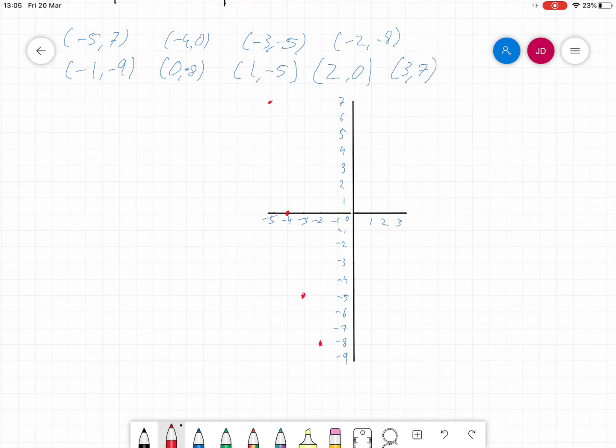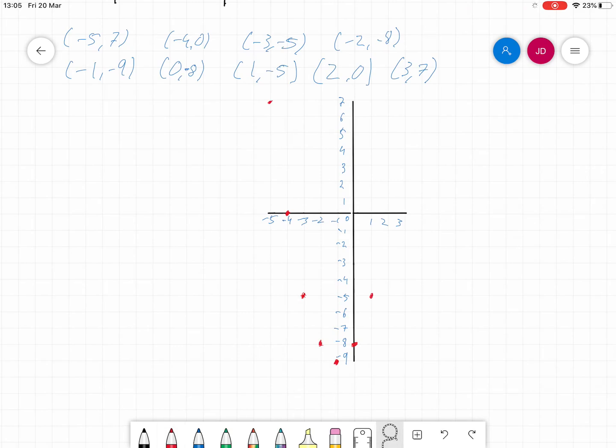Next up we have -1, -9, so go to -1 on my x-axis, I go to -9 on my y-axis, and I find a little dot here, like so. Next again, I've got the point 0, -8, sorry, so I go to 0 here on my x-axis, I go to -8 here on my y-axis, so it's going to be exactly on the y-axis, and I'm going to draw my little dot there like so. Nearly there, folks, nearly there. I've got now 1, -5, only 3 left, so I go to 1 on the x-axis, I go to -5 on the y-axis, and I'm going to fill in my point right there.